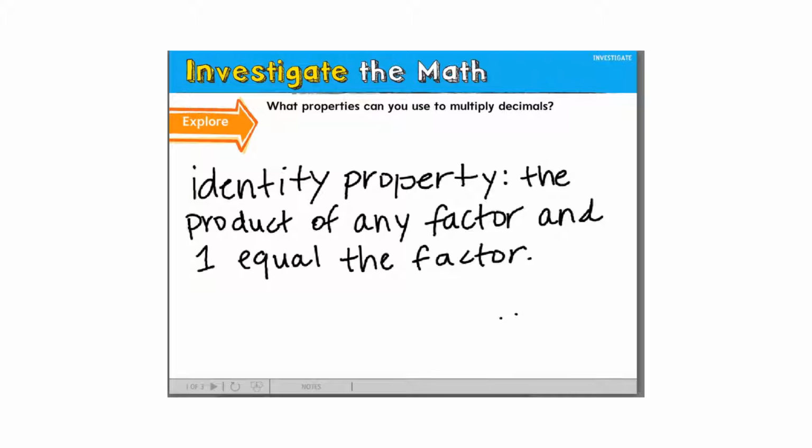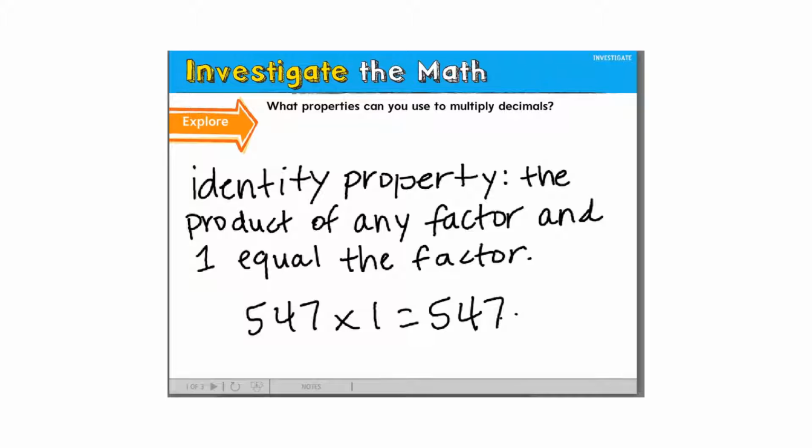So the identity property means that when you multiply any number and 1, you end up with whatever the number was that you started with. So for example, 547 times 1 gives you 547. And of course, the same rules apply when we talk about decimals. So if I gave you 76 thousandths times 1, you would get 76 thousandths as your answer. No matter what it is, if you multiply it by 1, you end up with whatever you started with.